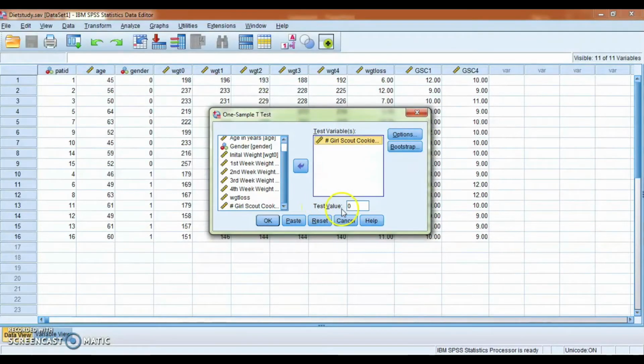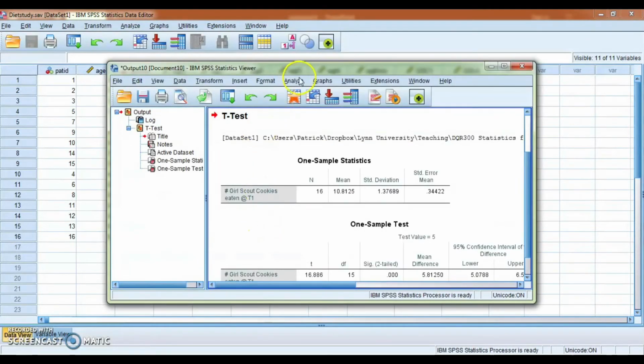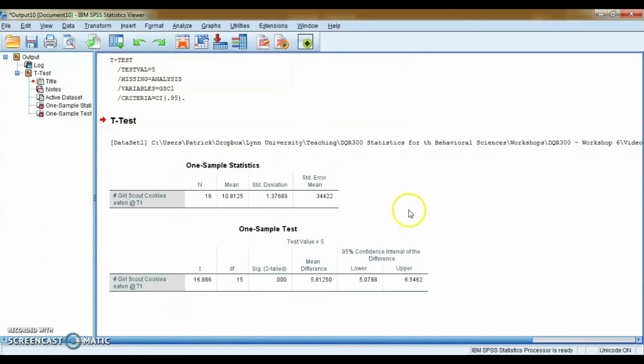And you'll see down here it says test value. That's the mean that you're comparing your sample against. So if you remember correctly, on average, people will eat 5 cookies per sitting. So enter that in, make sure everything's set up, and you click on OK. The output will pop up here. You have your results. Very simple here. So let's take a look here.